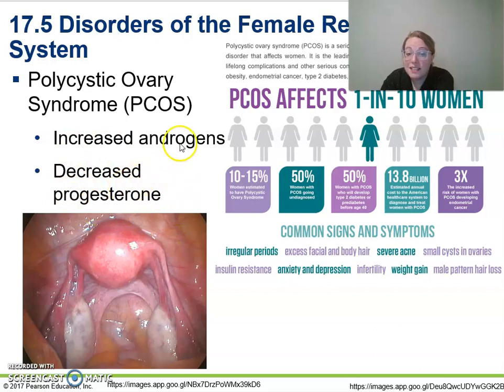So that also means that they're going to have more of those like facial hair, testosterone issues, hair loss, irregular periods. And so if you don't have enough progesterone, you won't ovulate as much. You might have irregular periods because of that. And then you can have issues with fertility.